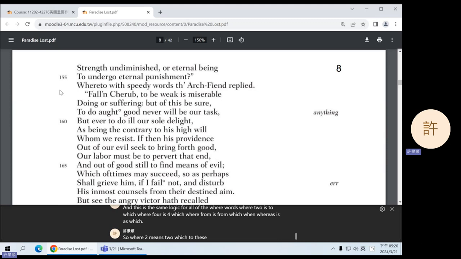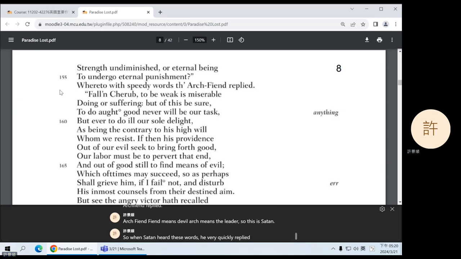To these words, with speedy words, the archfiend replied. Archfiend. Fiend means devil. Arch means the leader. So this is Satan. So when Satan heard these words, he very quickly replied. Fallen cherub. Cherub means angel. Fallen cherub. He's talking to the other guy. To be weak is miserable doing or suffering.